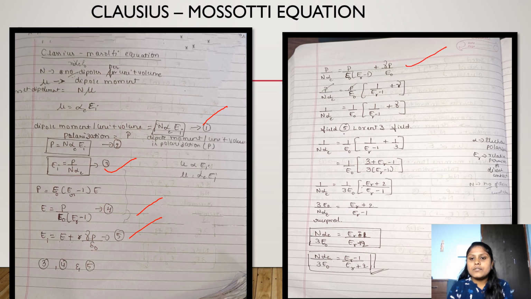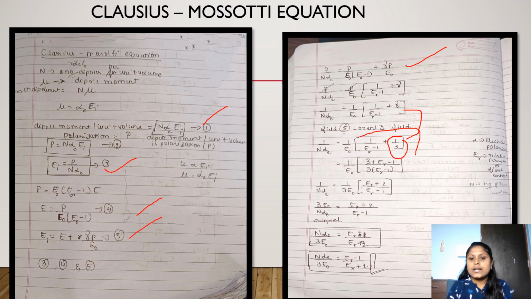So when we simplify it further, we will get 1 divided by N alpha is equal to 1 divided by epsilon naught into 1 divided by epsilon r minus 1 plus gamma. So when we do further simplification, we will get 1 divided by N alpha is equal to 1 divided by epsilon naught into 1 divided by epsilon r minus 1 plus 1 by 3. So gamma is substituted as 1 by 3 because of the cubic lattice.